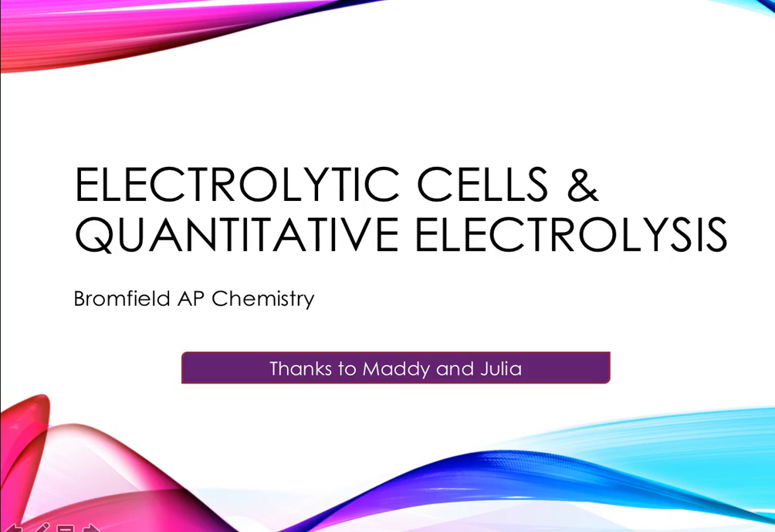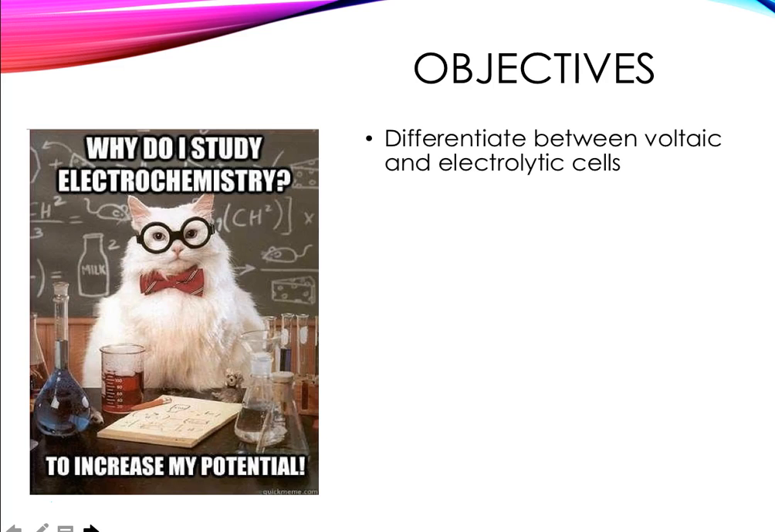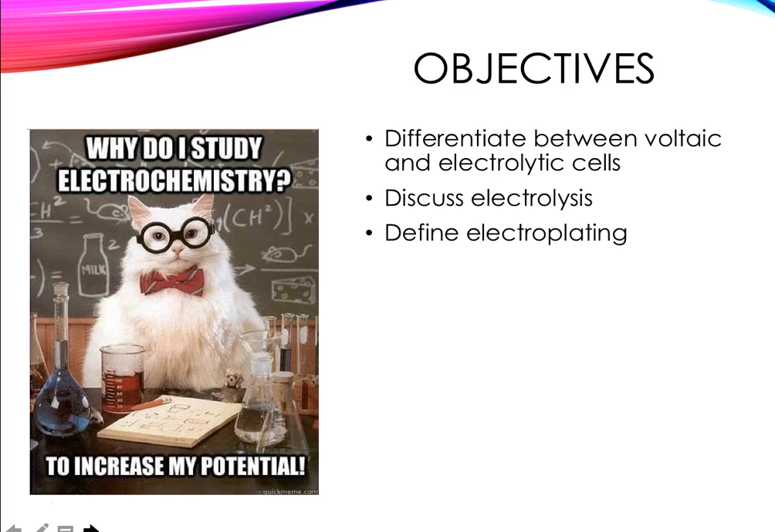Now, electrolysis is actually a fairly important topic in AP Chem. It's something that shows up on a regular basis on the AP exams. And so let's talk about our objectives for this so that students know exactly what they need to be able to do. We want to differentiate between voltaic cells and electrolytic cells. We need to define what's going on in electrolysis and really talk about what this means, and electroplating and how it works. And finally, we'll do a quantitative electrolysis problem. We're going to master this skill.